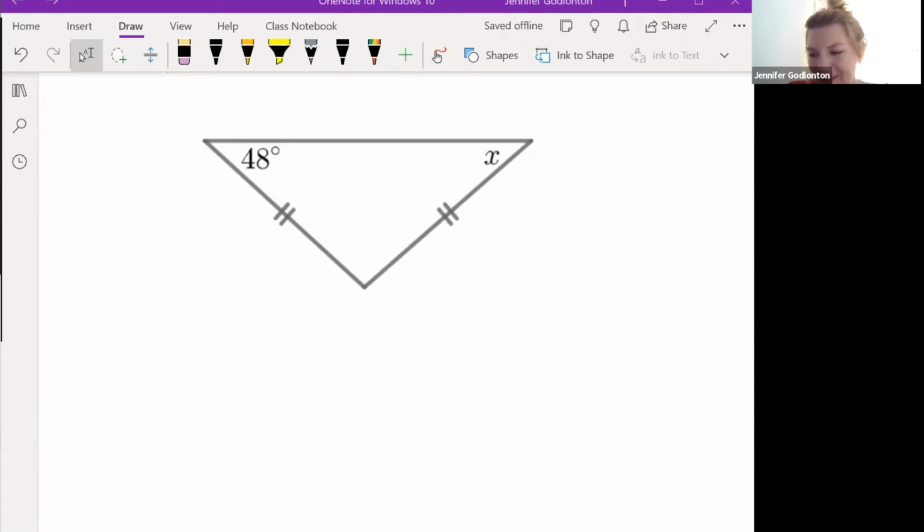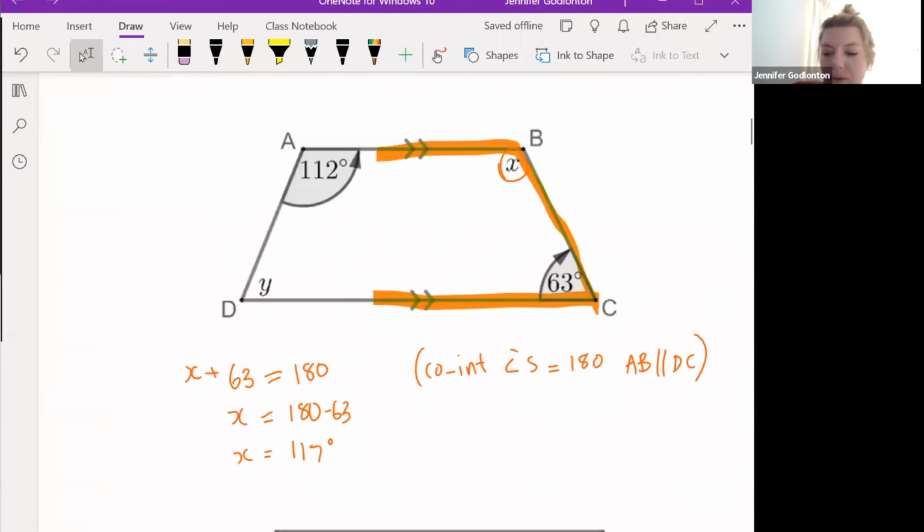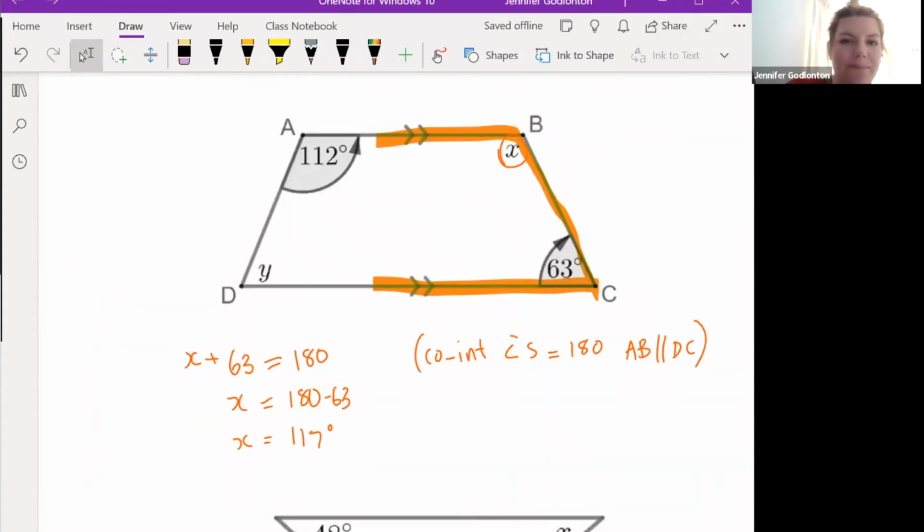Ma'am, I wanted to ask about the y value on the second one. Okay. The y value you would do exactly the same way. So you would be looking at a u, and then you would be saying 112 plus y is equal to 180. Oh, okay, ma'am. Thank you, ma'am.